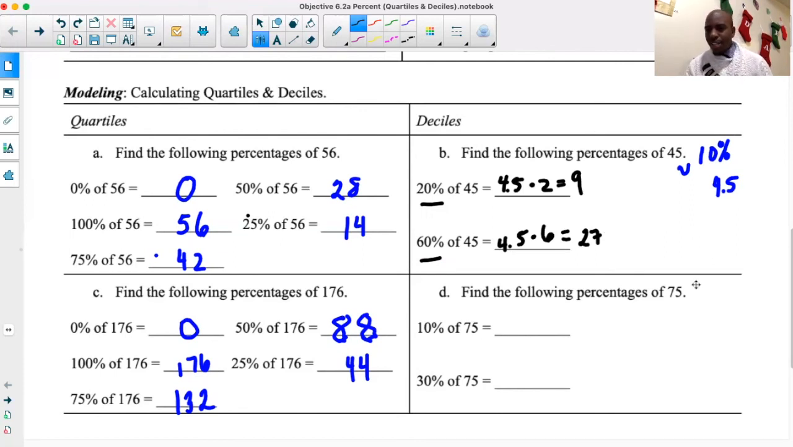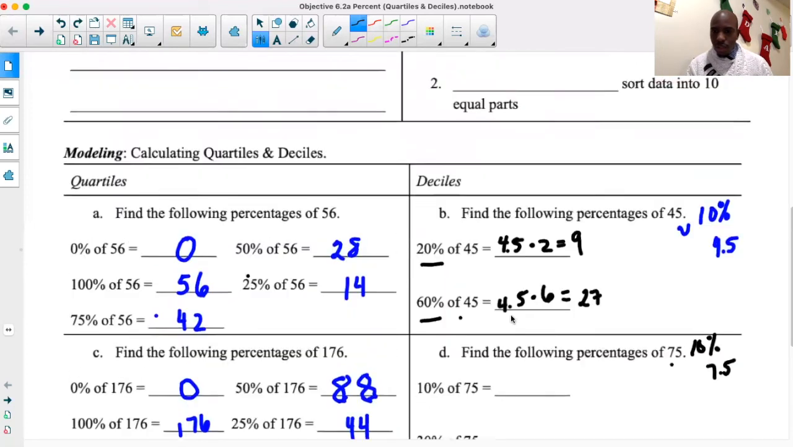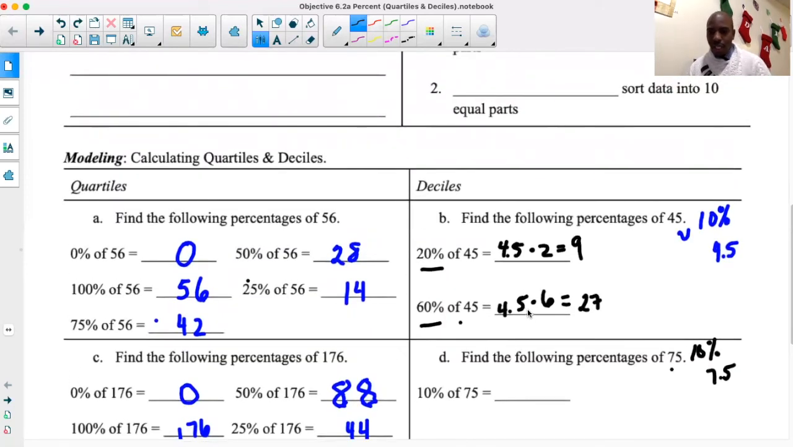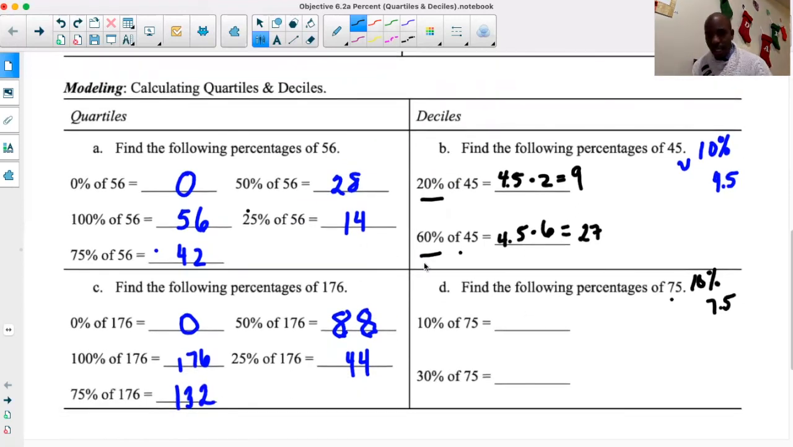I want to figure out 10% of 75. That's going to be 7.5, right? You agree? So notice here, we already have 10%. The answer here is very straightforward. We don't have to do anything more than just simply put the answer down here. So we know 10% is 7.5.